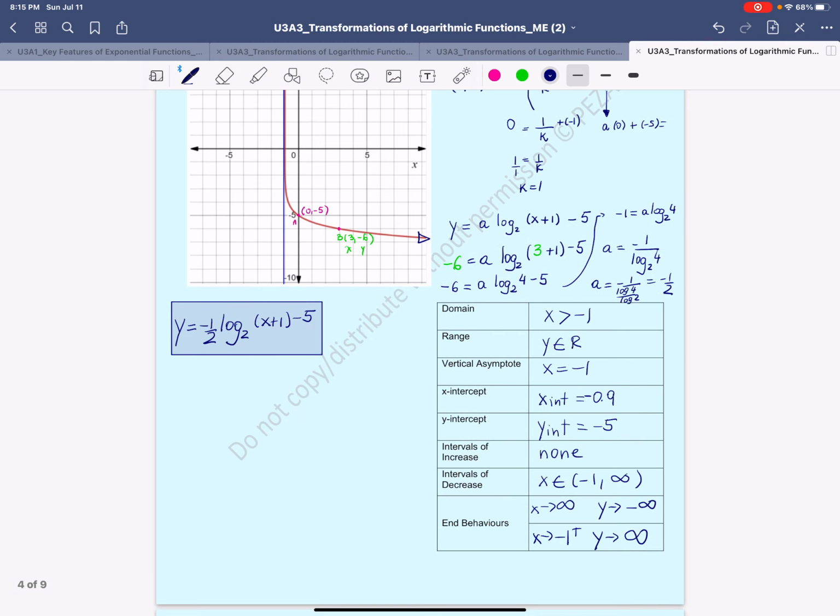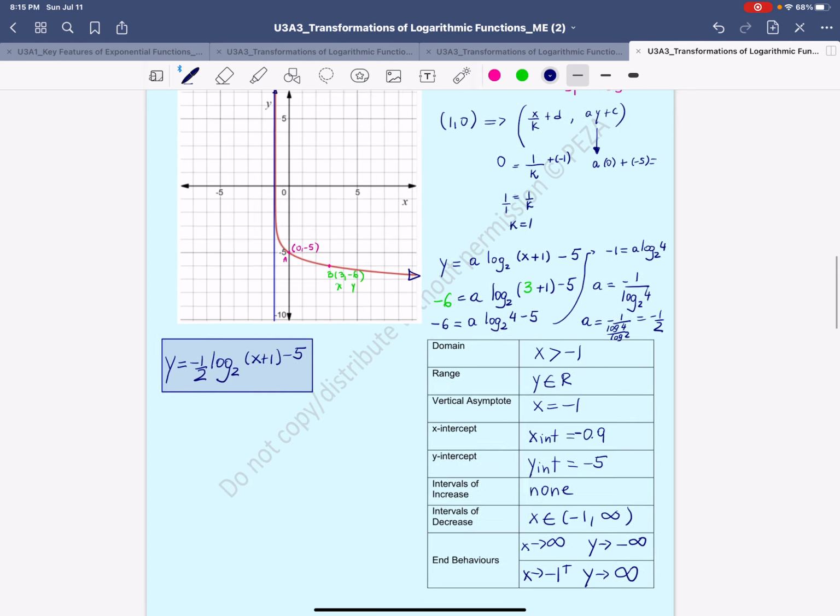So this is the lesson about transformations of logarithmic functions.